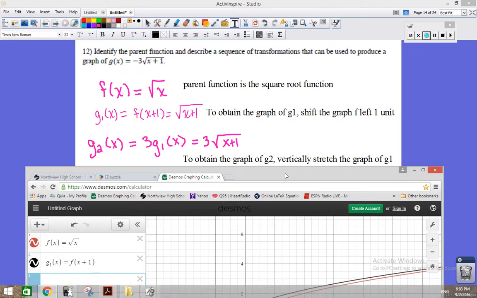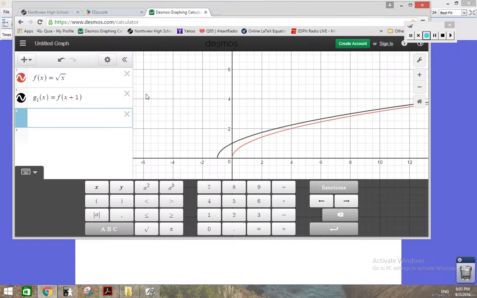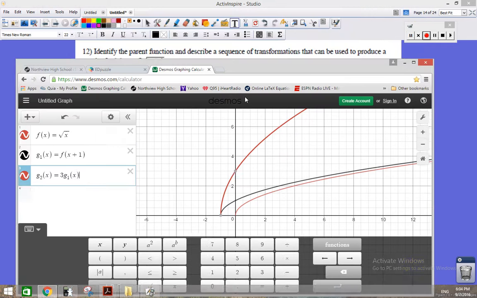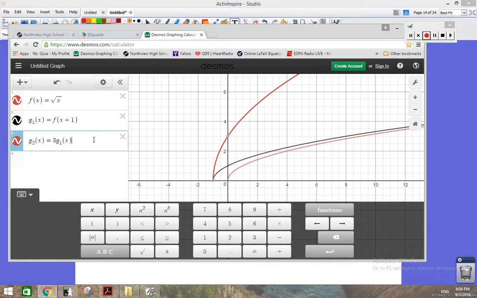All right, now this next graph is a vertical stretch. It's not a vertical stretch of the parent function, it's a vertical stretch of the graph that we immediately got above it. It's a vertical stretch of this G1. Let's make sure that it was by, yeah, 3.